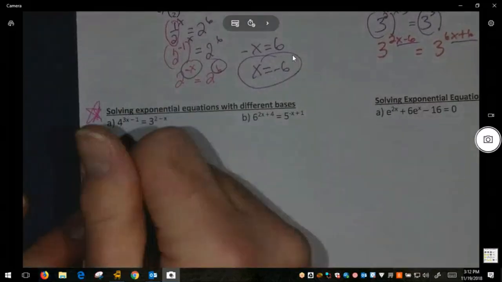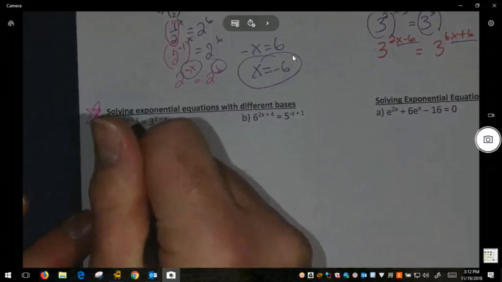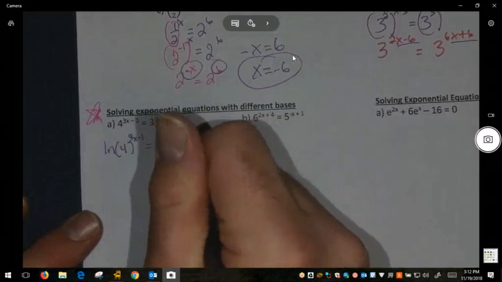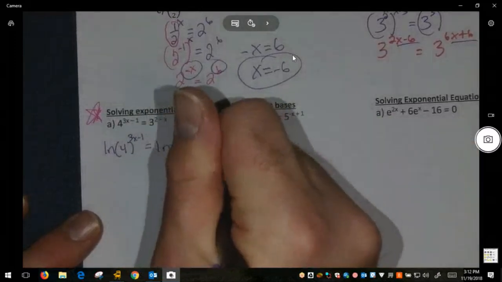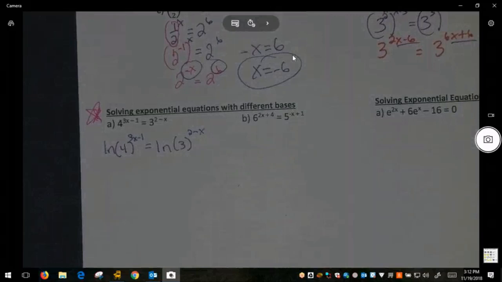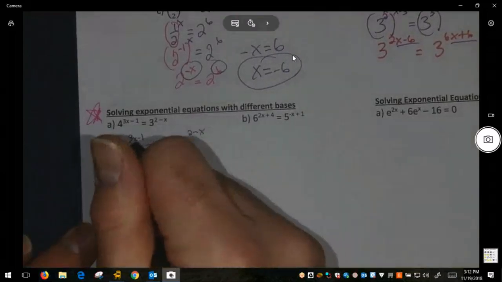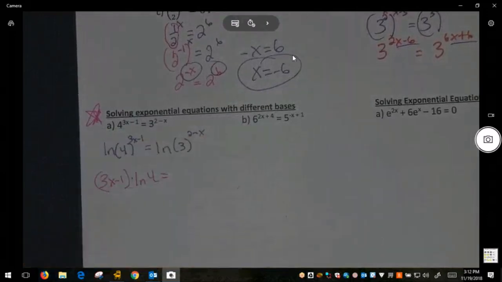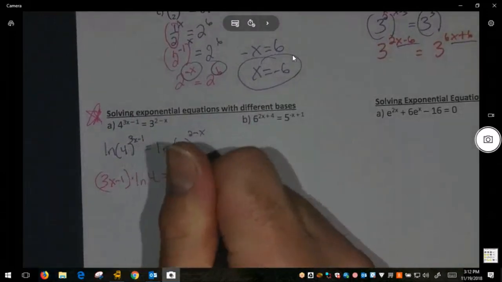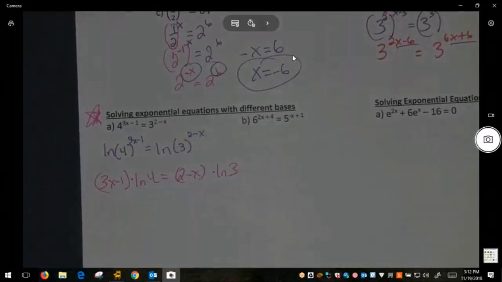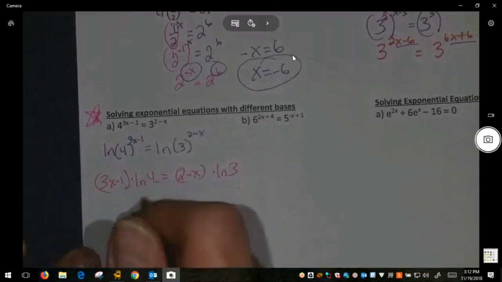So because I can't undo this exponential equation, I'm taking the natural log of both sides. But notice that I'm moving the exponent to the top, because when I do this, I'm actually going to try to expand this a little bit by moving that exponent in front. I have 3x minus 1 times the natural log of 4 on the left-hand side. Moving this exponent to the front, I have 2 minus x times the natural log of 3 on the right-hand side. Now I will distribute the natural log of 4.